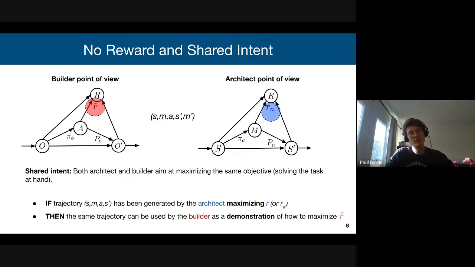So actually the builder can use trajectories that it generated itself when it was guided by the architect as demonstrations to improve its policy. And because the builder is going to imitate itself, like previous trajectories of itself, we call this self-imitation. And so this is going to be the learning mechanism that the builder is going to rely upon.